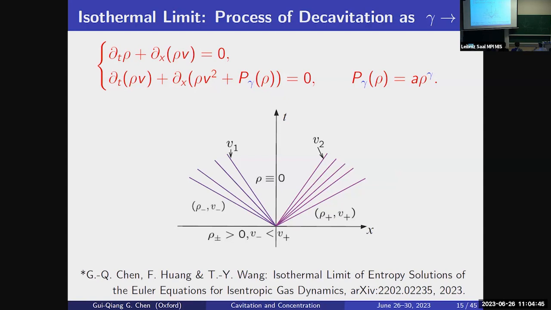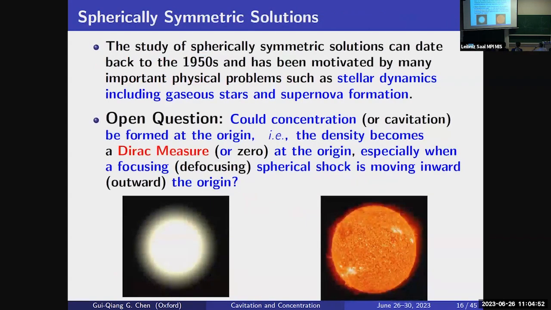And you may ask, what about the multi-dimensional case? Okay. So we now focus on the spherically symmetric case, to see whether this kind of phenomenon occurs, or multiple new phenomena occur. So particularly the question of concentration and cavitation near the origin. That the density becomes a Dirac mass or zero at the origin, especially when focusing or defocusing spherically symmetric flow, in or out. Okay.